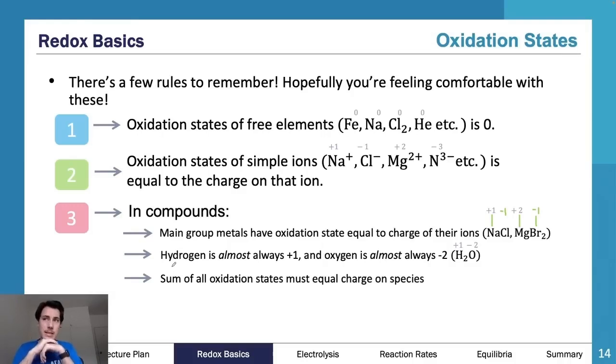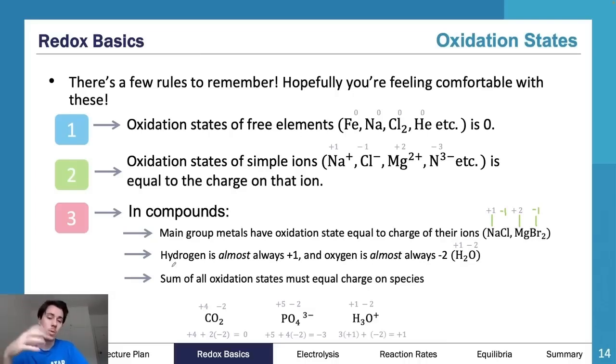The next and last rule is that the sum of all oxidation states must equal the charge on the species. We've already talked about this with sodium chloride. It had to be 0, so +1, -1. In these cases, you need to work through them. I put all three cases here because I think they're really good examples, so you can have a look at how you determine what's going on.